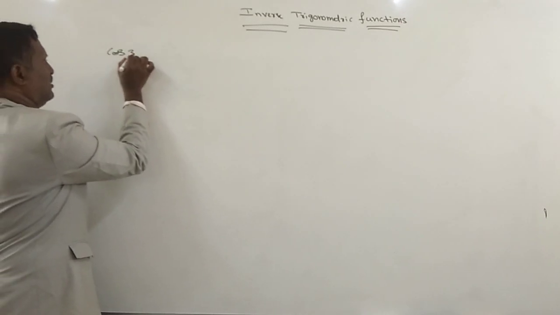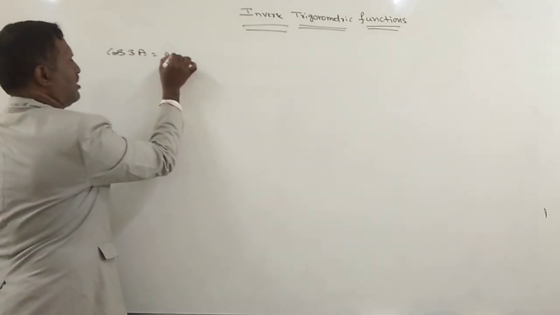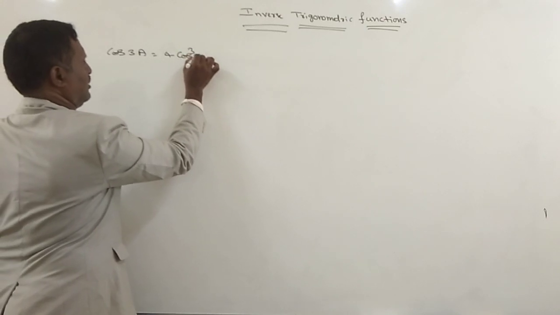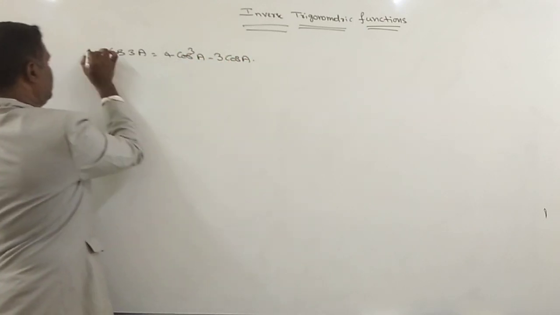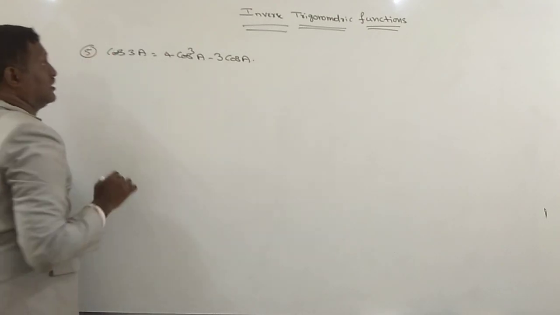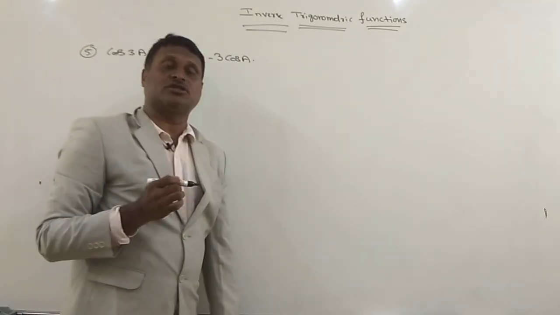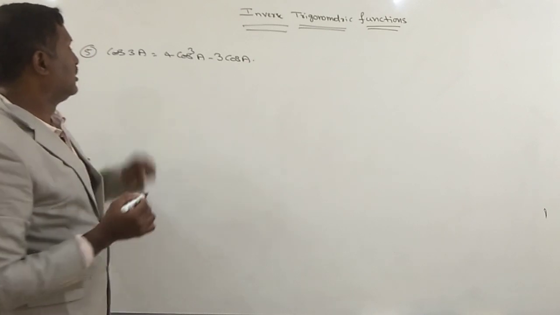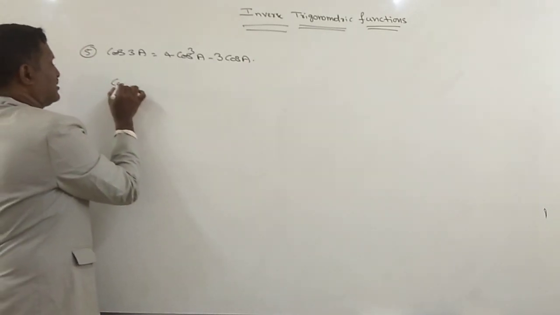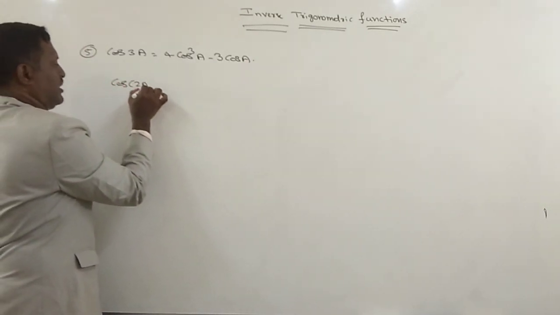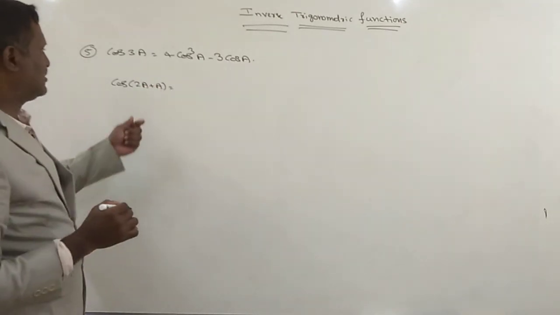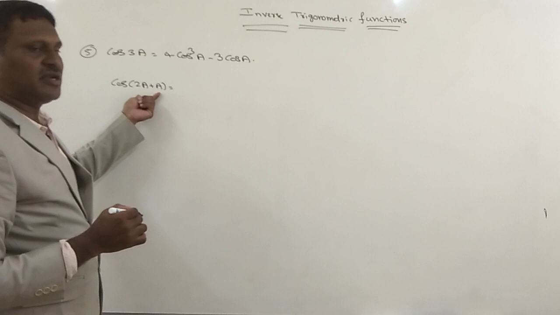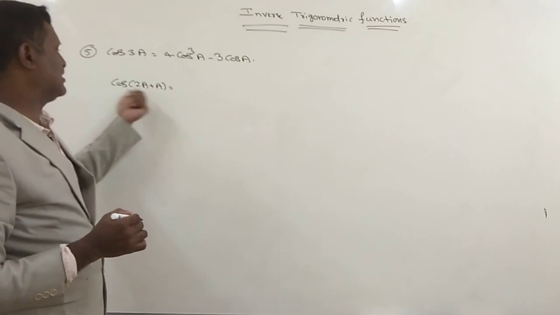Cos 3a we can write in the form of 4 cos cube a minus 3 cos a. Now concentrate. Cos 3a we can write as 2a plus a, like the last formula, same as it is. 3a we can write as cos of 2a plus a.